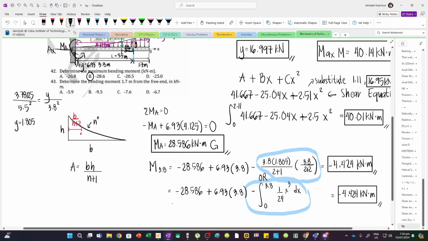Now, it's not in the choices. Just try to clarify this with your instructor. So this must be minus 4.424, or I may have committed a mistake. Just try to comment if you can find it.